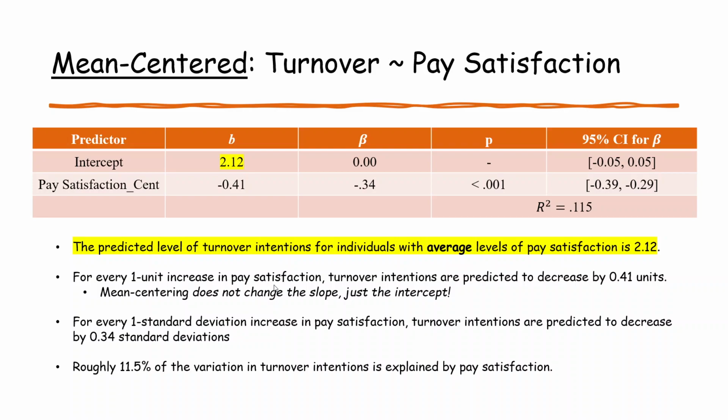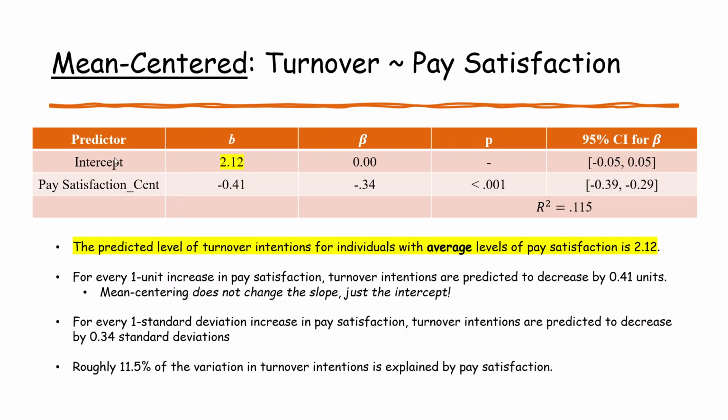This is just the same thing as what we just saw, except now I've just highlighted the intercept. The reason I highlighted the intercept is because this is all that changes when we mean-center predictors. Let me repeat that. There's a lot of bad information out there. Mean-centering your predictors does not do anything except change the intercept.